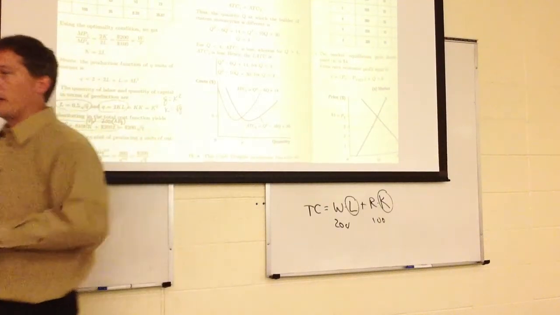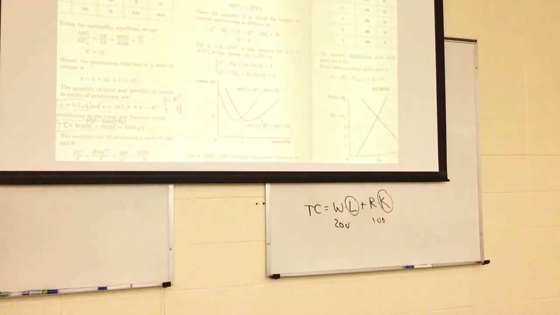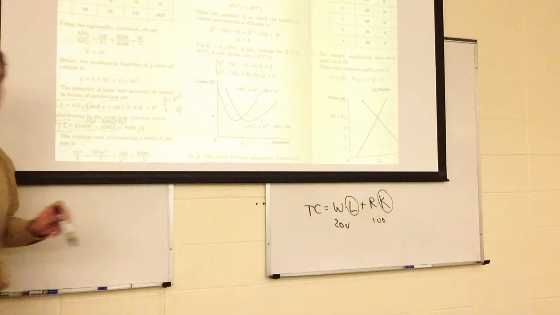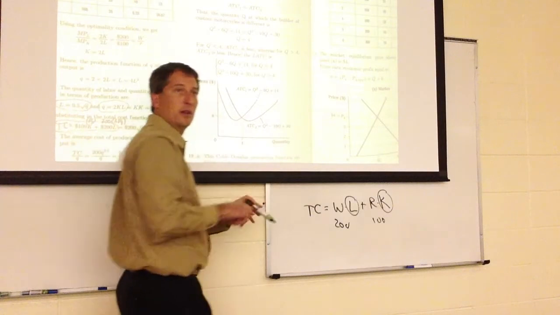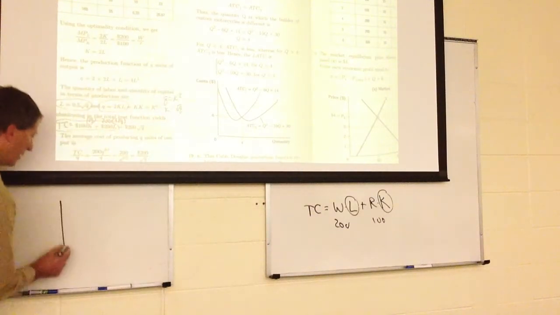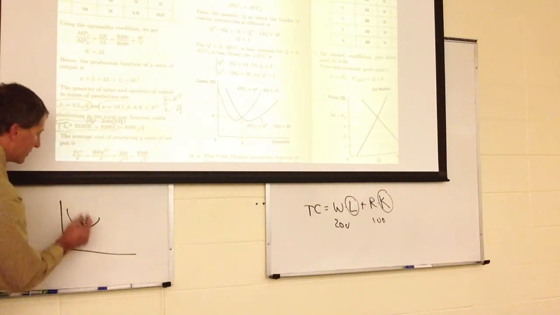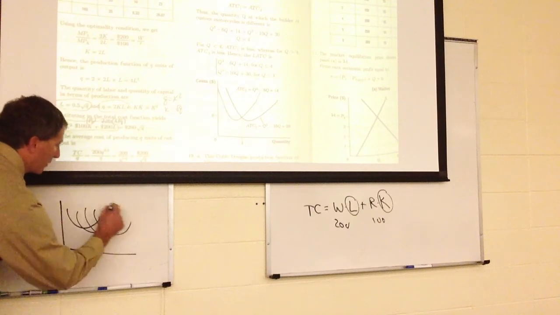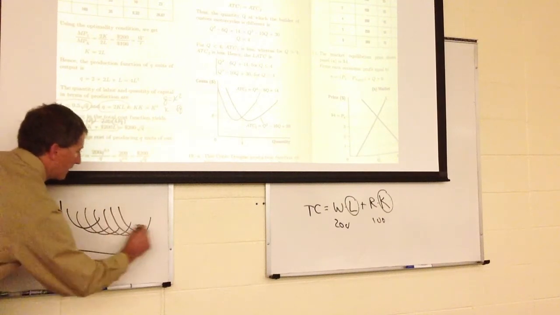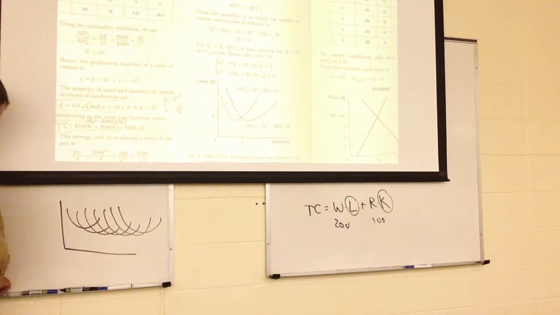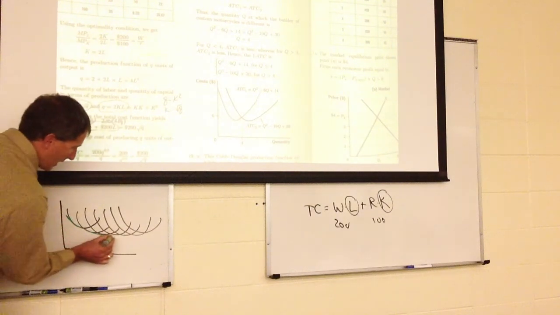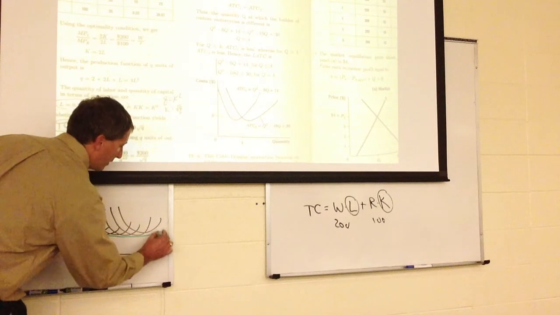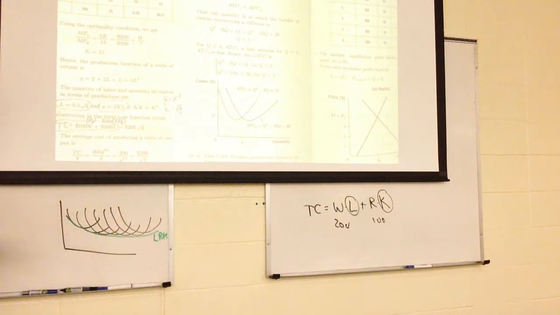So the long-run average cost curve is the outer envelope of the short-run curves. The textbook picture is that there's an infinite number of short-run curves that look like this, and if we take the outer envelope of that, that ends up being the long-run average cost curve.